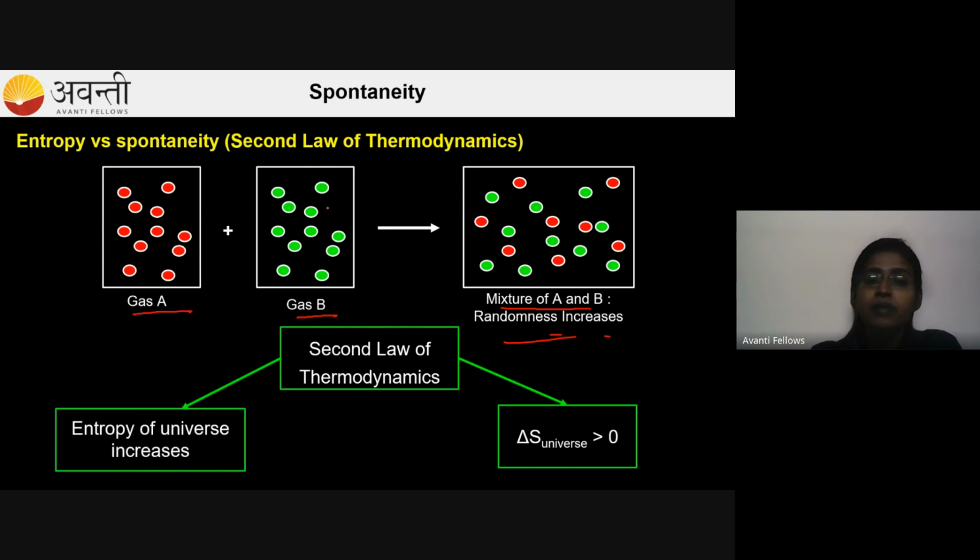So the entropy of the product is more compared to the reactant. Entropy increases if I mix these two gases together. So that is nothing but the second law of thermodynamics. Now, entropy of the universe increases, and it will be greater than zero. Delta S will be greater than zero.